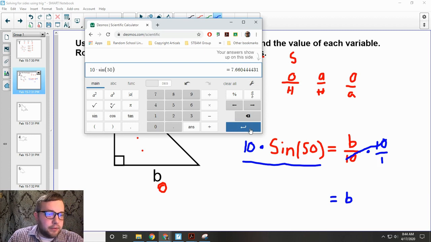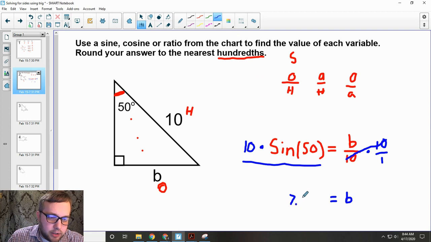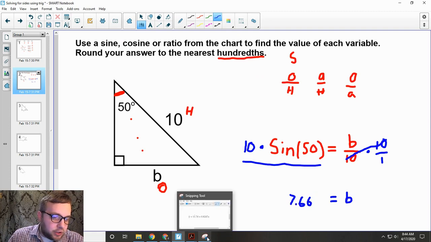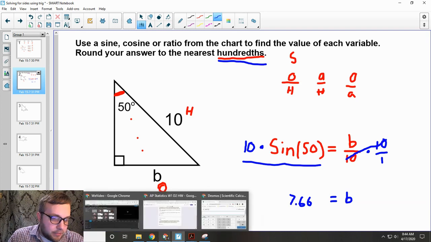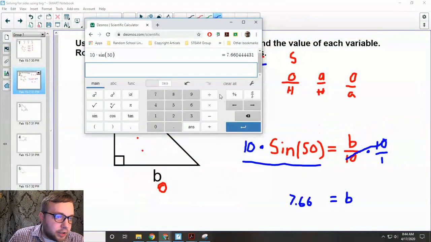And if I hit enter, it is 7.660. So it's 7.66. And then I just want to make sure it says round to the hundredths. So that is 2 decimal places, ladies and gentlemen. But let's just make sure it doesn't round up. Okay, so then here's the hundredths place, right? The 6. So right here is the hundredths place.